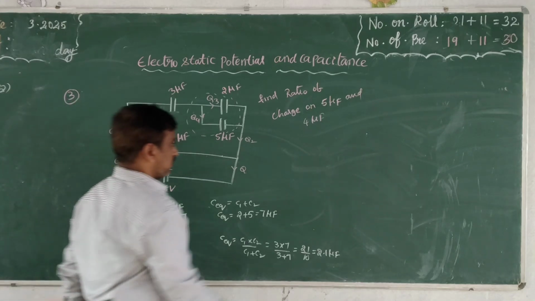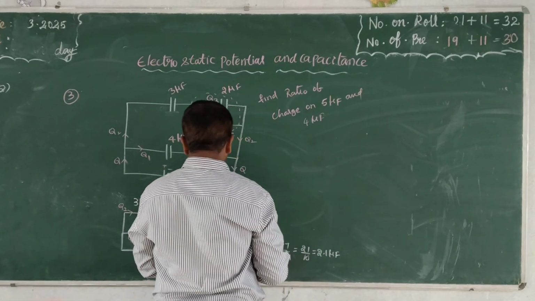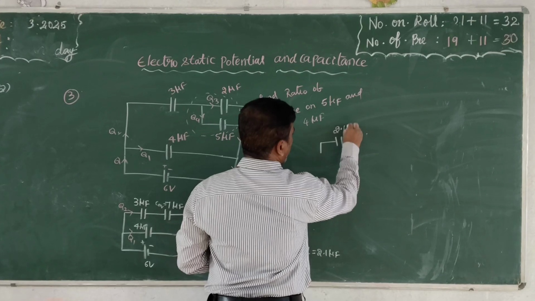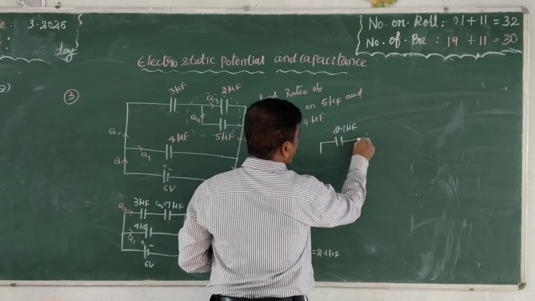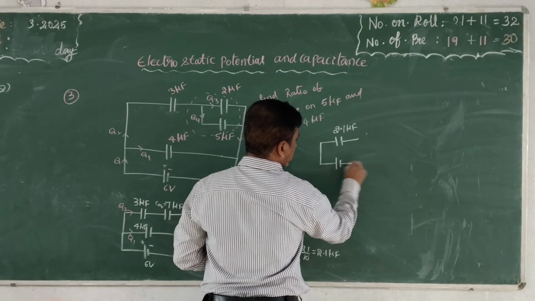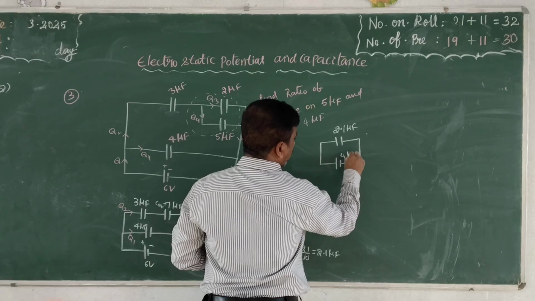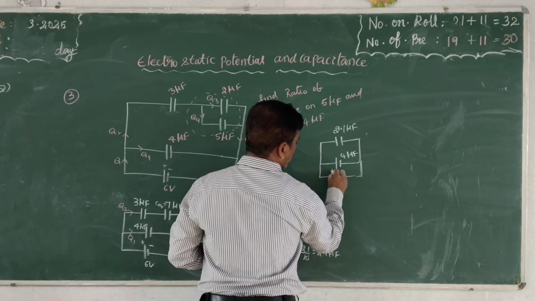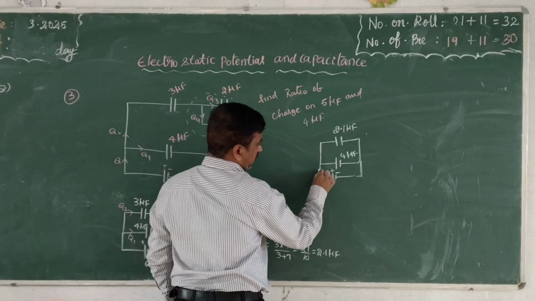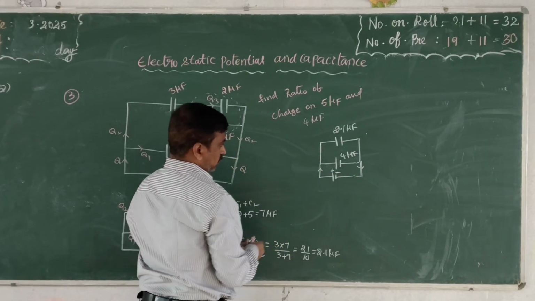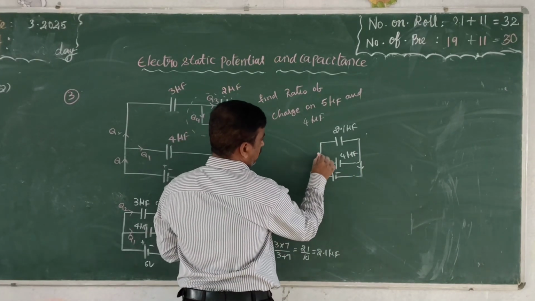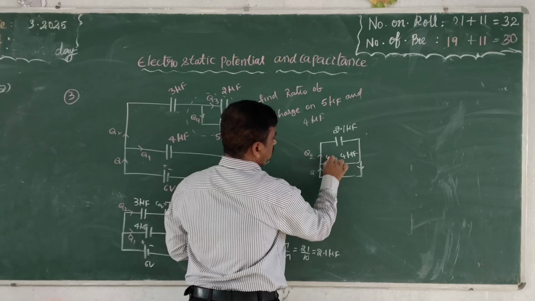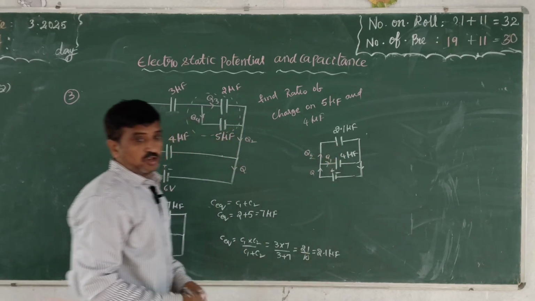I write here the circuit. See here 3 and 7, now here 2.1 microfarad. It is connected to this one. These two will be 4 microfarads. It is again connected to the cell. It is the circuit, so plus minus. See here Q1, Q2, Q1. These two are parallel. Why? Because different charge is there.